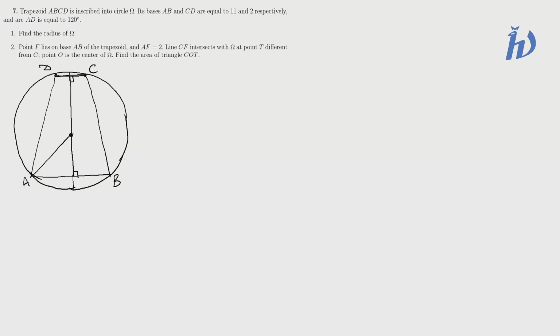After that, I'd prefer to connect point O, so let the center of the circle be O, with vertices A and D of the trapezoid, and we know that arc AD is equal to 120 degrees. It means that the corresponding central angle is also 120 degrees. Now, if we denote this angle as alpha, we can calculate that this one is 60 degrees minus alpha, as all these three angles sum up to 180 degrees. So here we have 60 degrees minus alpha. And let me also call the radius of the circle r.